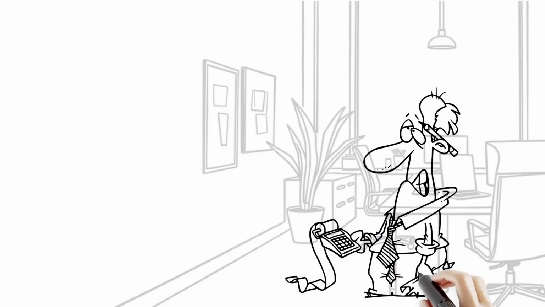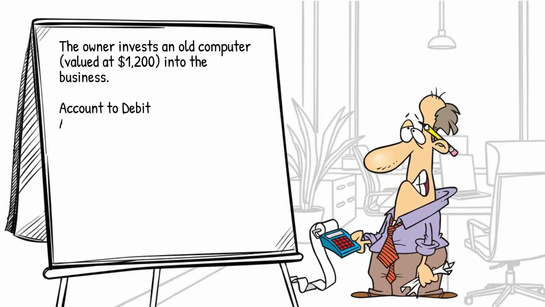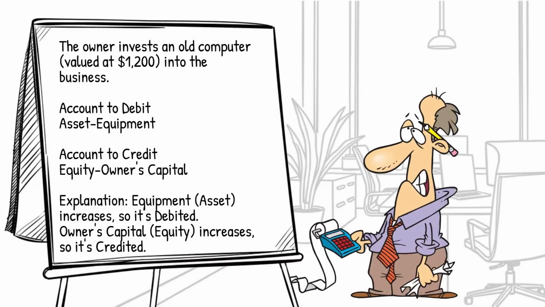Account to debit, asset, equipment. Account to credit, equity, owner's capital. Explanation: equipment asset increases, so it's debited. Owner's capital, equity, increases, so it's credited.